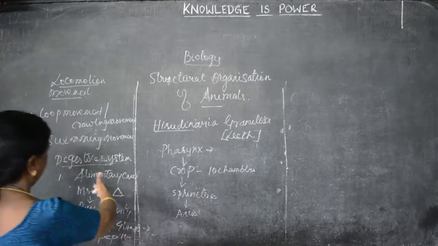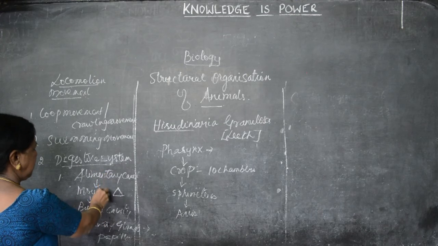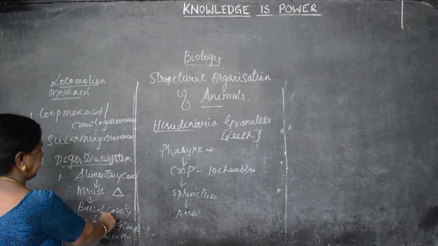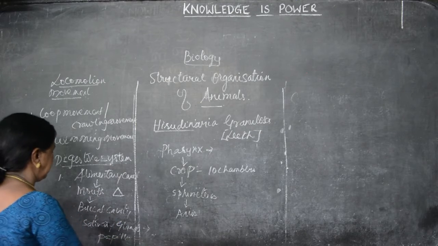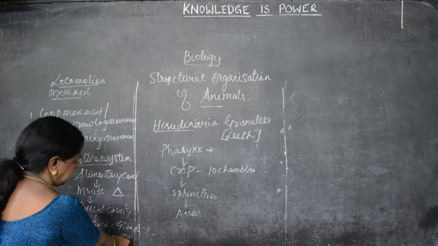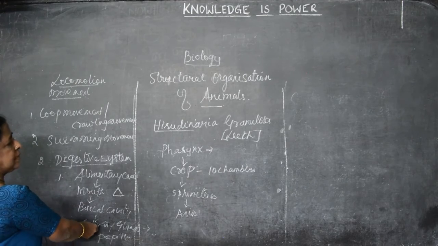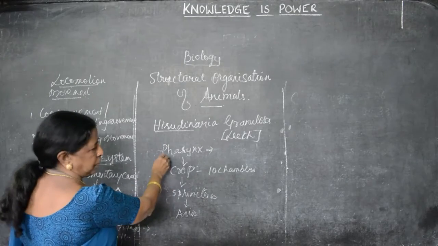The alimentary canal. From the alimentary canal, it goes to the mouth. The mouth leads to the buccal cavity. In the buccal cavity, we can see 3 rows of teeth. These teeth are known as papilla, and there are 3 pairs of salivary glands. And finally, it enters into the pharynx.